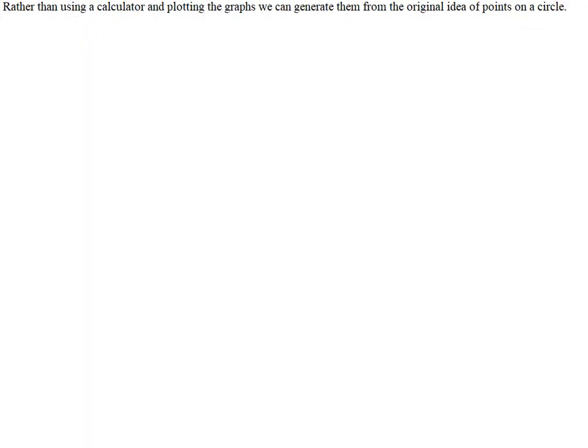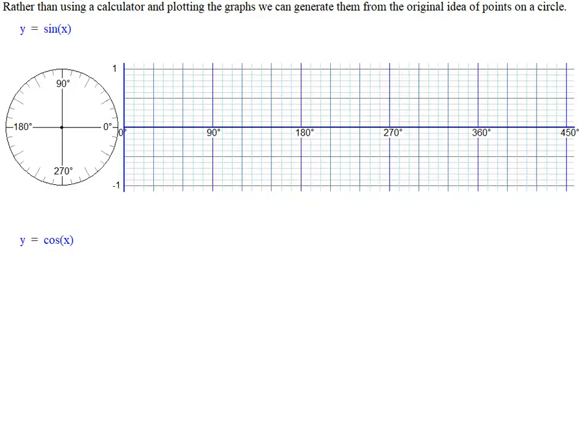Rather than using a calculator and plotting the graphs, we can generate them from the original idea of points on a circle. Let's draw the graph of y equals sine x. If we draw a triangle inside a unit circle, then the height of the triangle is the sine of the angle. And so, the height of the triangle is the same as the height of the graph. As we scan across the graph, we draw the height of the graph to be the same as the height of the triangle. And this gives us our smooth wave curve.